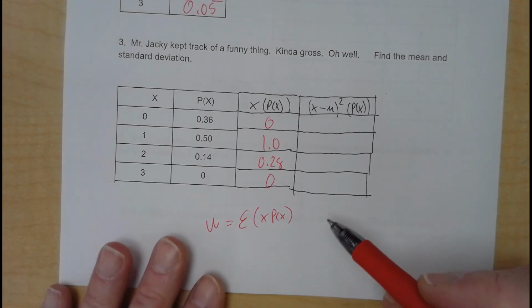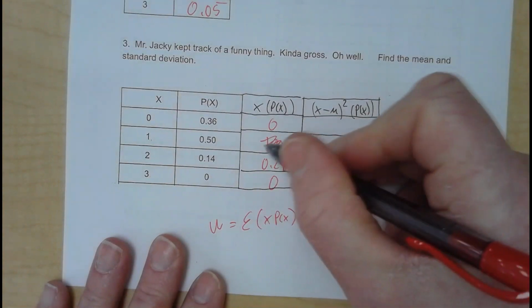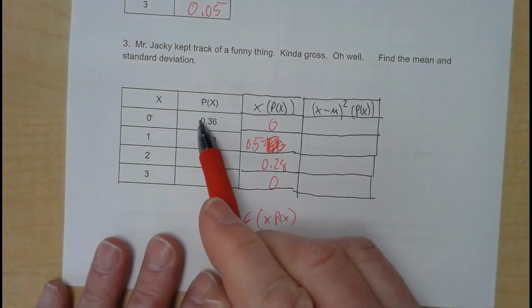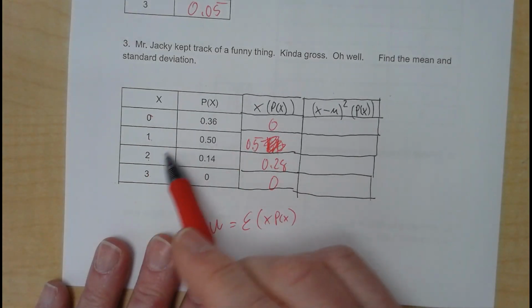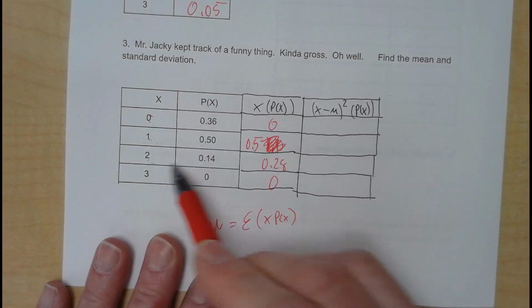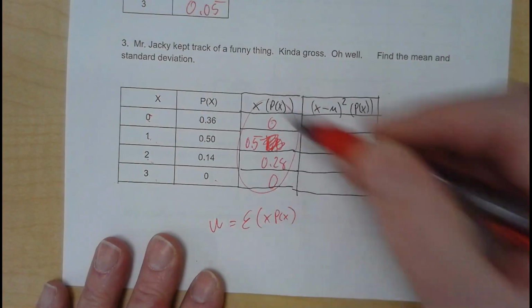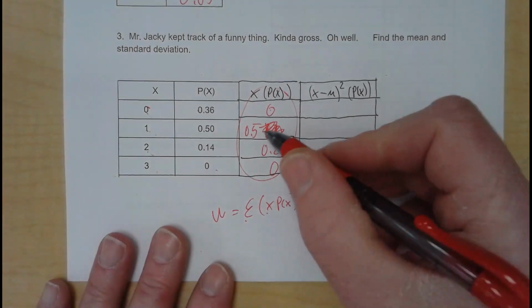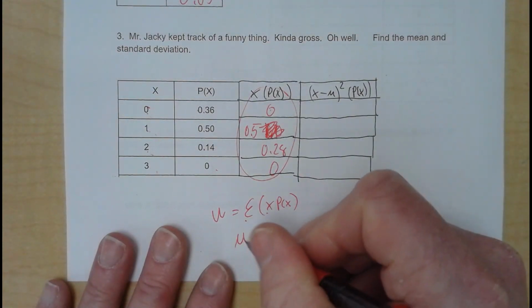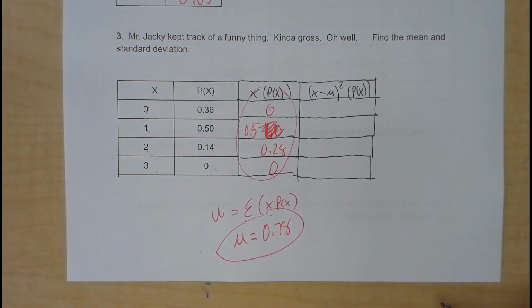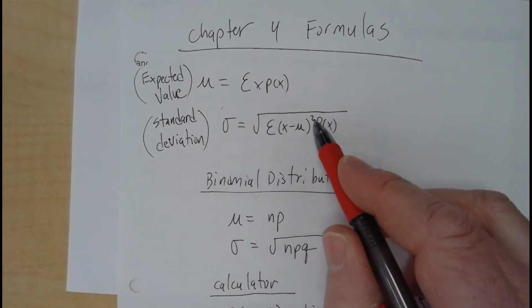Oh, I messed up. It's 1 times 0.5 is 0.5. My bad. I guess I crossed over right there by accident. So 0 times this is 0. 1 times this, I must have crossed over because I'm trying to go through this quickly. So this times this is this. This times this is this. This times that is that. You add this column up because that's the sum of x p of x. So when you add that column up, you get 50 cents and 28 cents. So mu is 0.78.